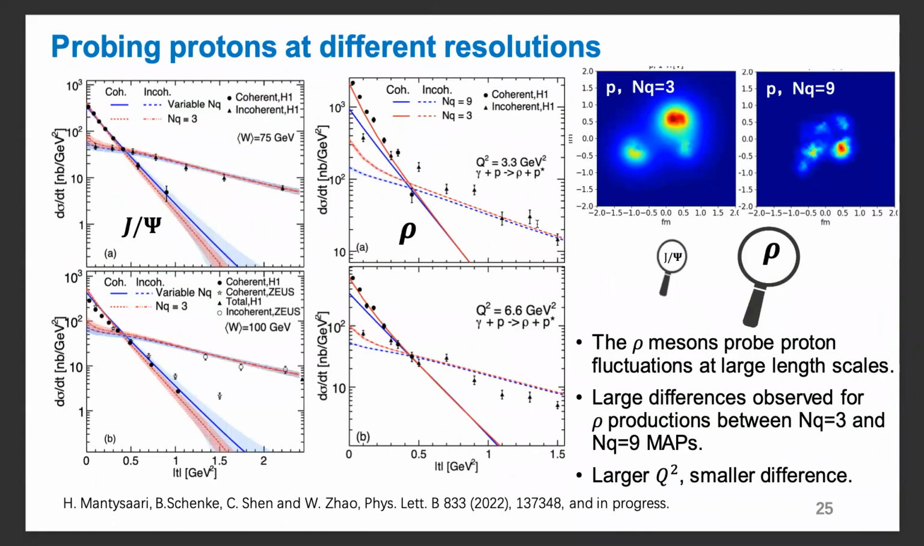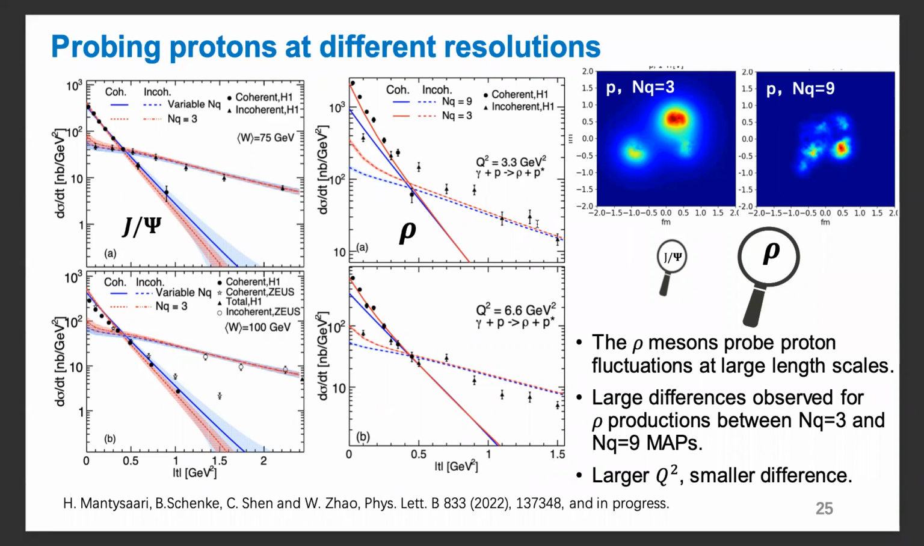First, this is the GPSA higher data, and with the MAP parameters of variable NQ and NQ3, this also gives the same cross sections of higher GPSA data, either 75 GV or 100 GV. And then we also get the rho productions, since the size of rho is larger than GPSA. So rho can probe the larger scale compared to GPSA. And these are the MAP parameters of the rho productions with NQ9 and NQ3 cases.